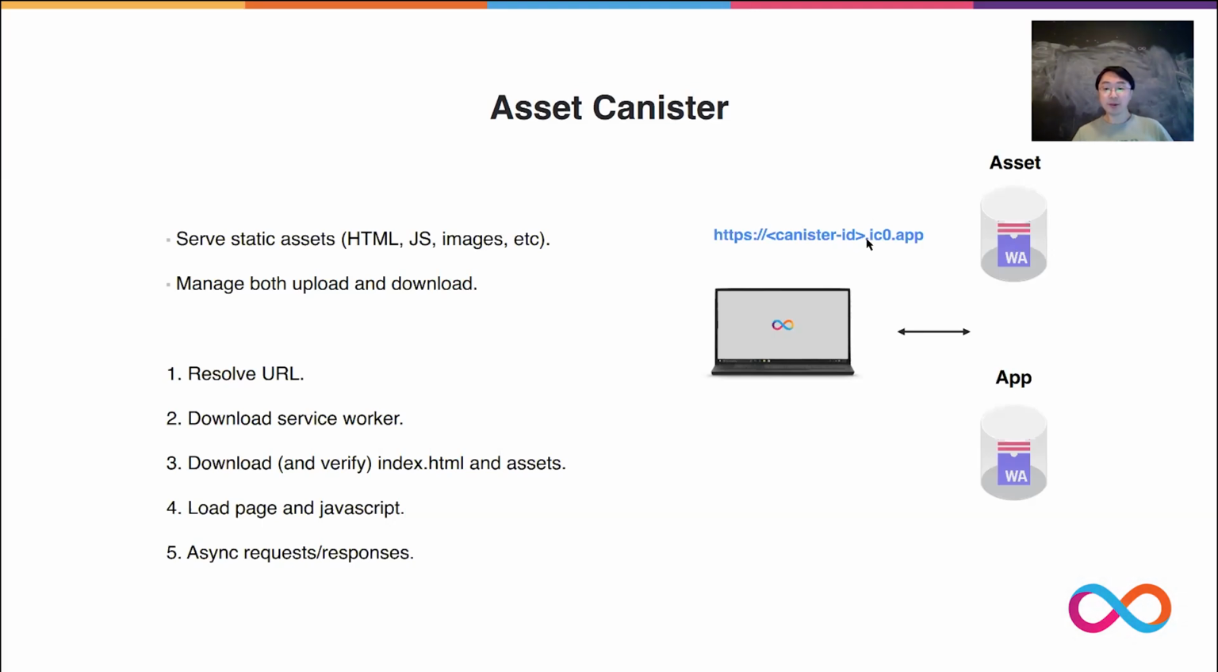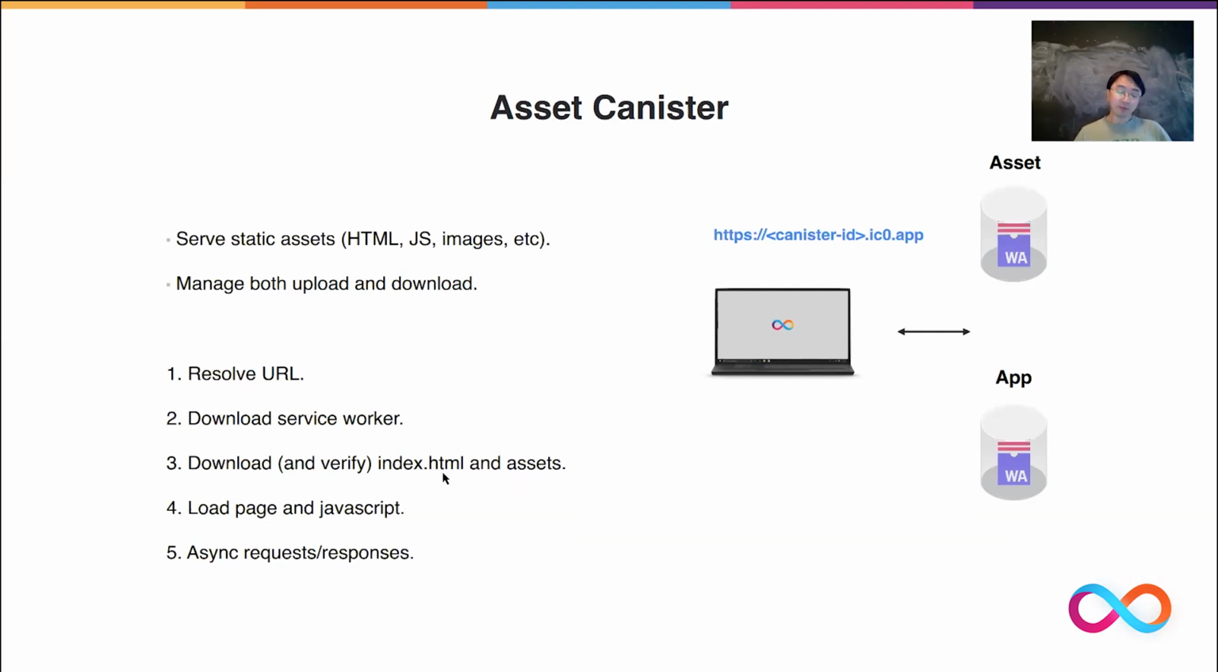Sometimes we see people use canister id.raw.ic0.app. That's directly accessing the asset canister, without the service worker. We'll get into this verification thing a little bit later, but it's good to know the difference.